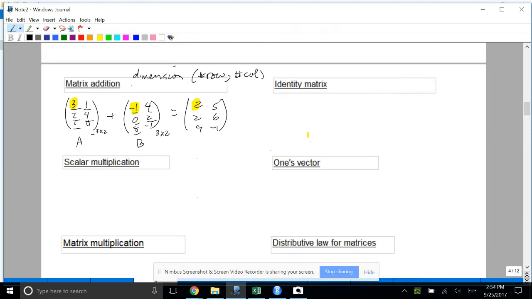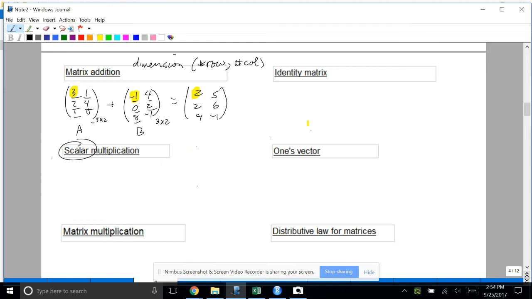And what a scalar is, is just a number. You know, it's a magnitude. All right, so what do I mean by this? Well, let's say we have this matrix A, 3, 2, 1, 1, 4, 0. And if we multiply it by some scalar, let's say 4, what this does is it scales everything up in A by a magnitude of 4, by a factor of 4.